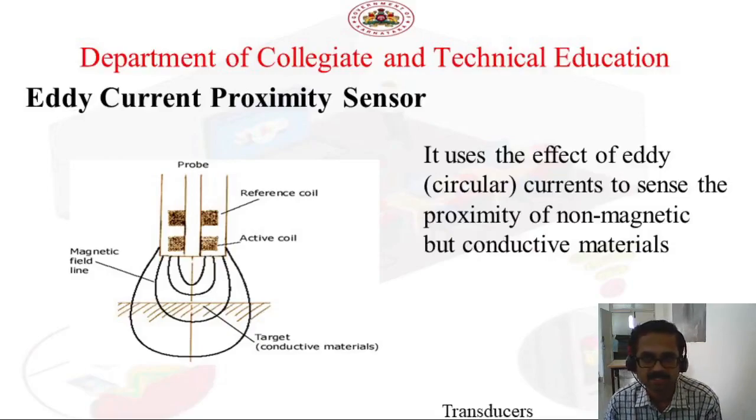So the active coil generates a magnetic field, and the reference coil measures it. When there is no conductor nearby, it gives some value. But suppose a conductor comes nearby, what happens? The magnetic field changes, because eddy currents will be generated in the conductive material, and this conductive material itself will create some opposing magnetic field. So the magnetic field from the active coil varies. The reference coil senses the change in that magnetic field, and thereby you can detect the object which is nearby. So this is how the eddy current proximity sensor works.